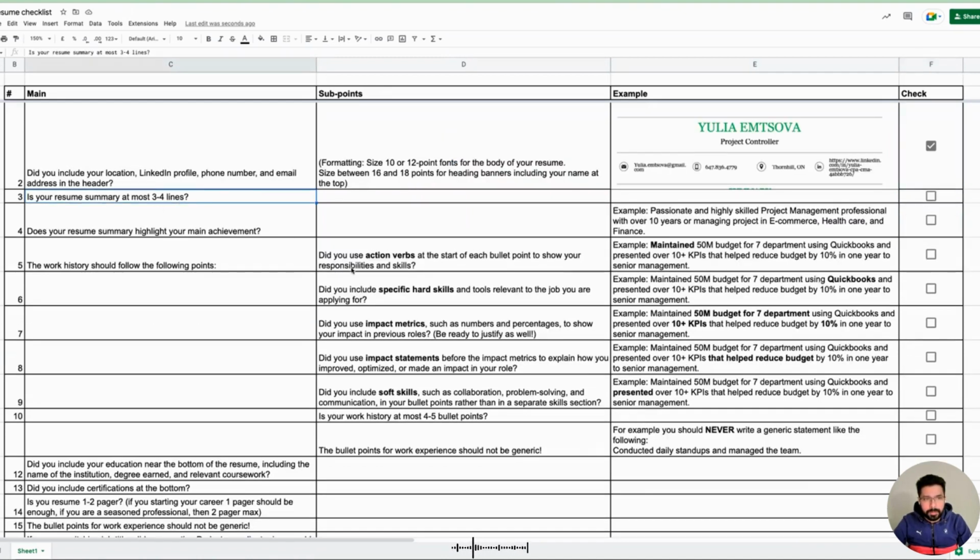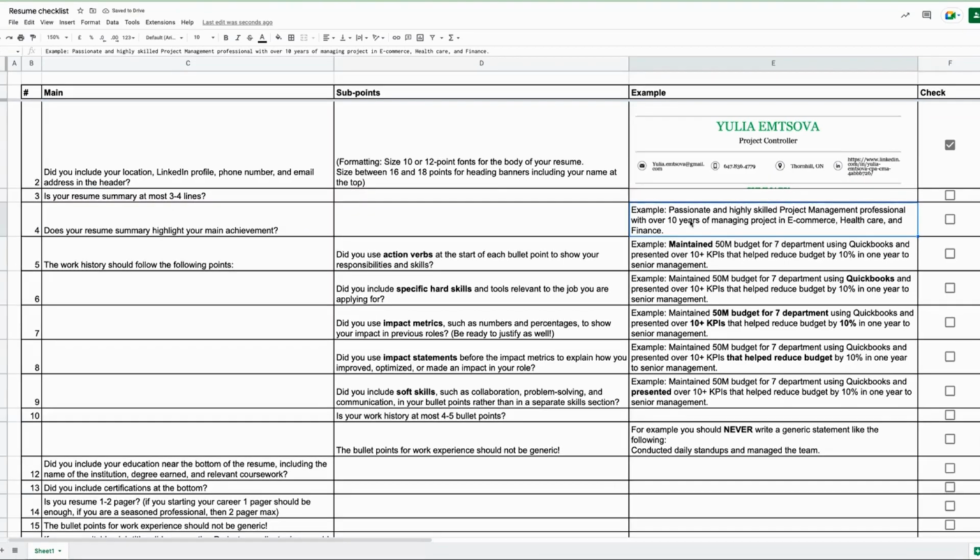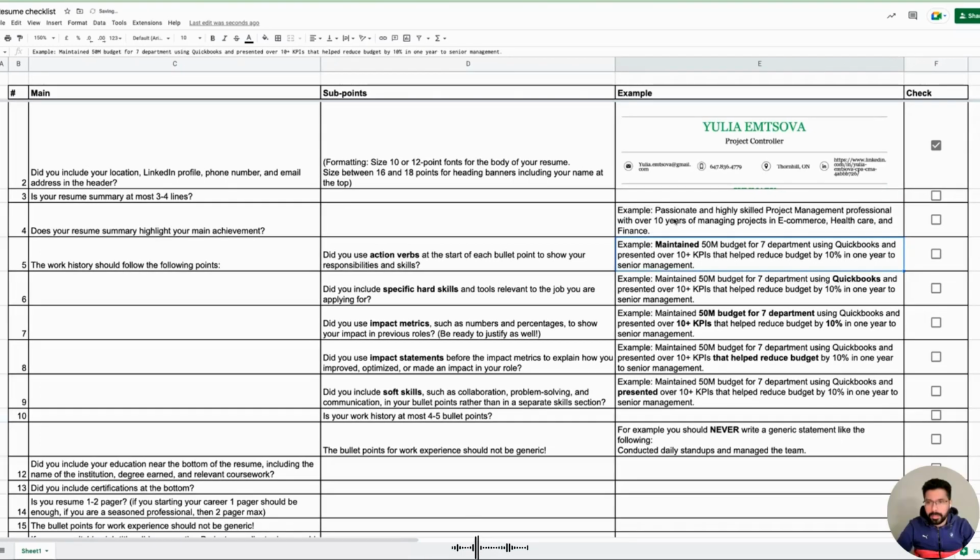Next, your resume summary. So at the very top, people usually include their summary, and it should be at most 3-4 lines. It should not exceed 4 lines, and it should highlight your main achievements. It should not be a generic resume summary. It should highlight some very specific achievements in your career, and this is just an example summary that I've written over here. So it says, passionate and highly skilled project management professional with over 10 years of managing projects in e-commerce, healthcare, and finance. So it does a few things.